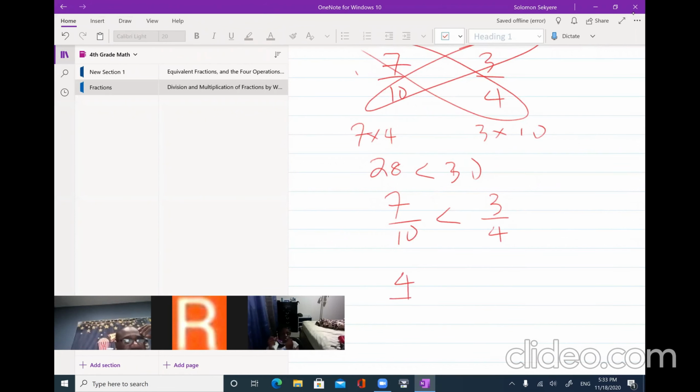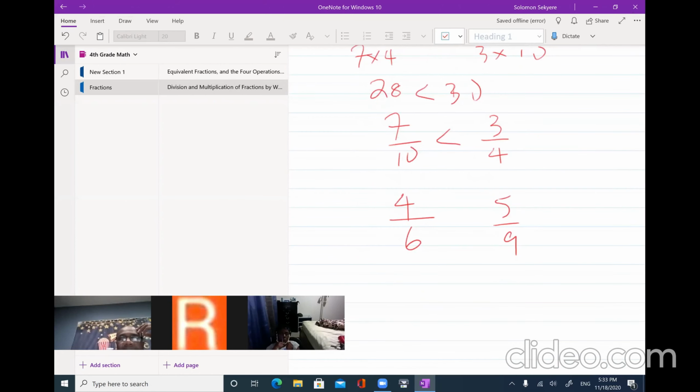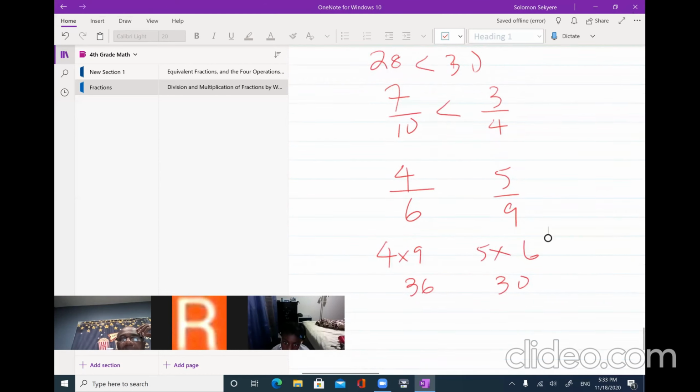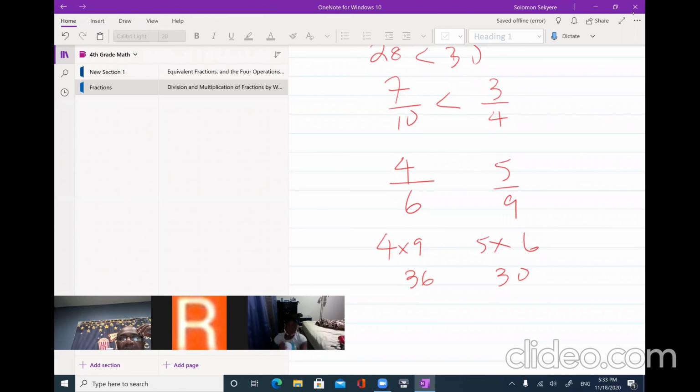That's 4, right. 6 and 5, 9. What sign would you use? 4 times 9 and 5 times 6. 36 is more than 30. So what sign would you pick here? Less than, greater than, or equal. Which sign would you put over here? Greater than. Oh, yeah.